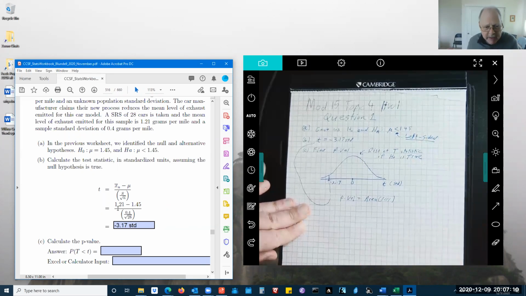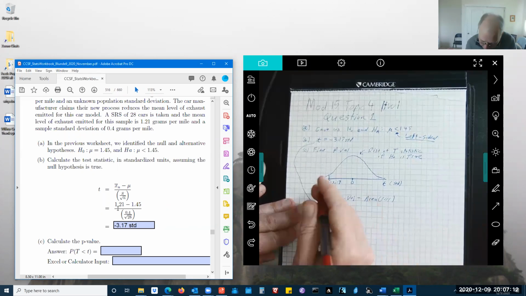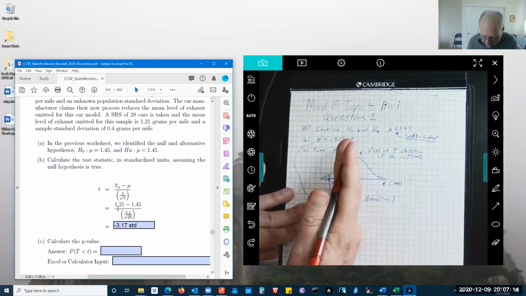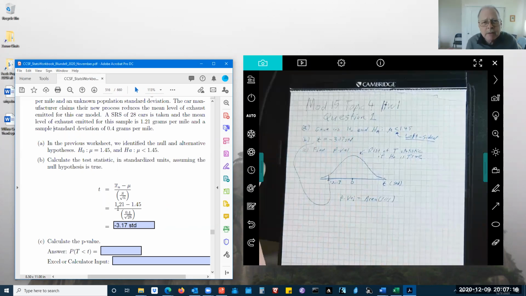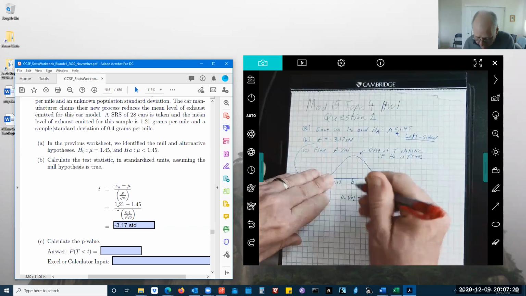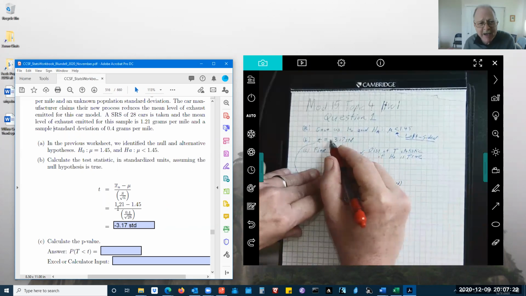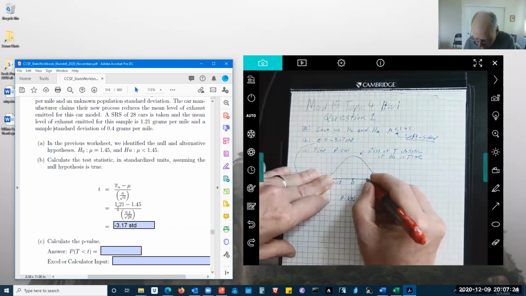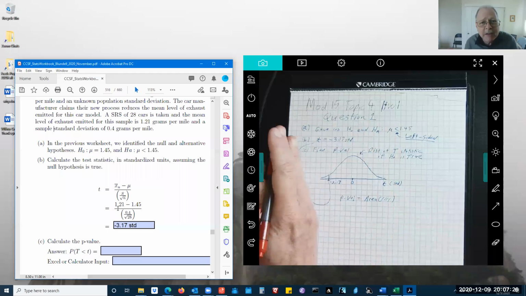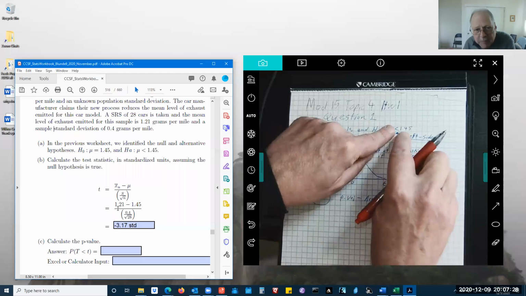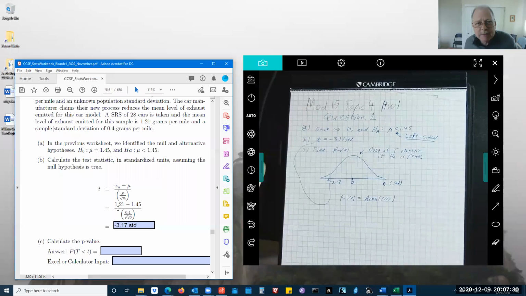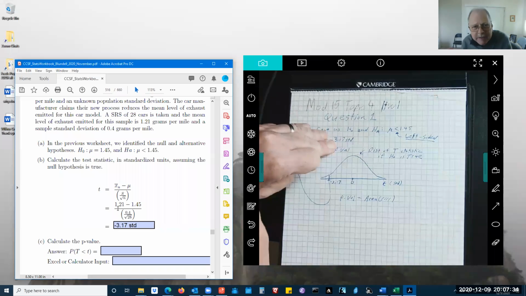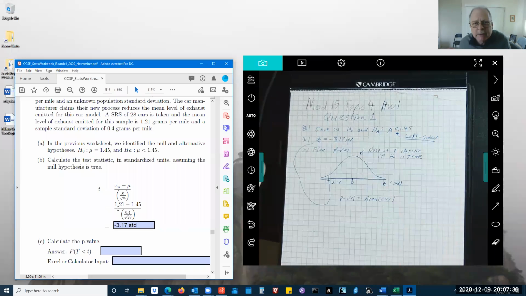That's a left-sided. So I want the probability of getting such a small t-score. Even if I did this calculation and had gotten positive 2 or something, I'd still want the left area because it's a left-sided hypothesis. You don't even look at the number. That's not how you decide. You look here. Okay.